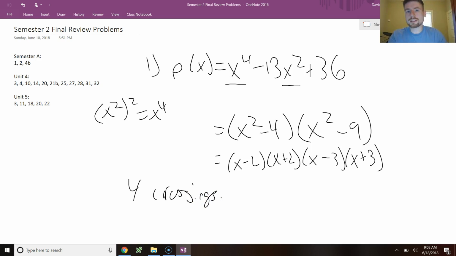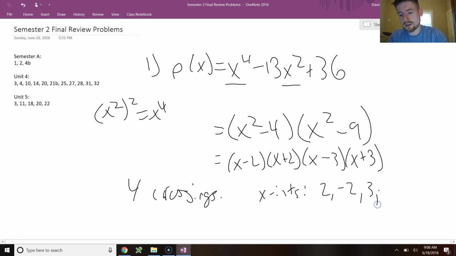And so we've already found the x-intercepts. The x-intercepts are at 2, negative 2. I'm just going to list out the numbers that they are. They all have y-coordinate 0. So 2, negative 2, 3, negative 3. That's all of them. And the y-intercept is found by plugging in 0 to the polynomial.